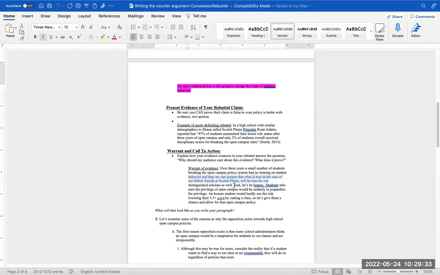And let's be honest, students who earn the privilege of an open campus would be unlikely to jeopardize that privilege. An honor student would hardly run the risk of lowering their 3.5 GPA by cutting class. So let's give them a chance and allow for that open campus policy. Does this make sense to y'all?